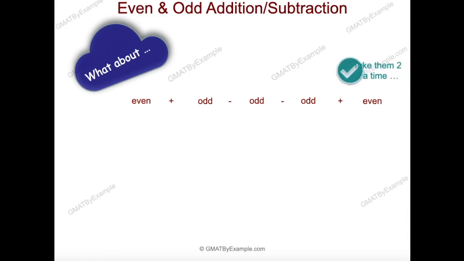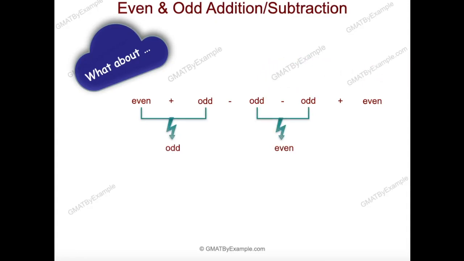What do we do? So basically, you just take them two at a time, right? And apply the same concept. So in this case, let's take the first two. We know even plus odd is odd, so that will be an odd. Forget about everything else. Odd minus odd is even, so that would be even. And the last one, which is even, let it stay right there. We'll come back to it.